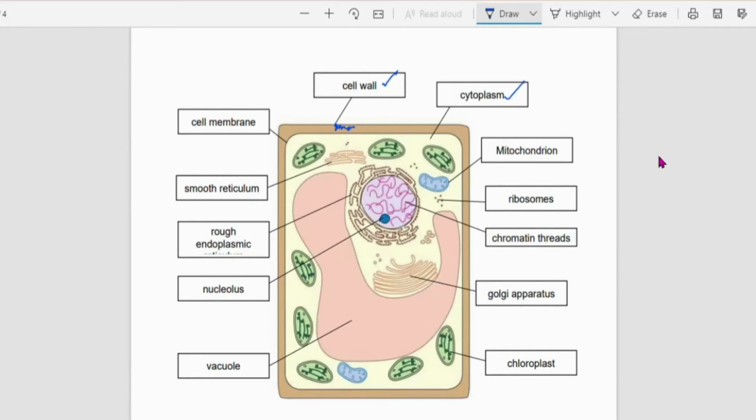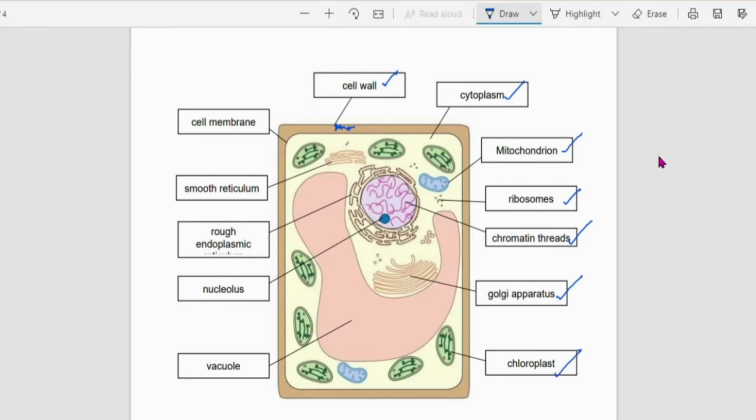Mitochondria, once again, I say it's like the jelly bean with veins. Ribosomes, the little dots. The chromatin threads, the lines over here. Golgi apparatus, once again, you can see it's like a Wi-Fi shape. Now, chloroplast looks a bit different. You can see it doesn't look like a jelly bean. It looks like a green bean with some lines in between, whereas a mitochondria really looks like a jelly bean. So chloroplast is this.